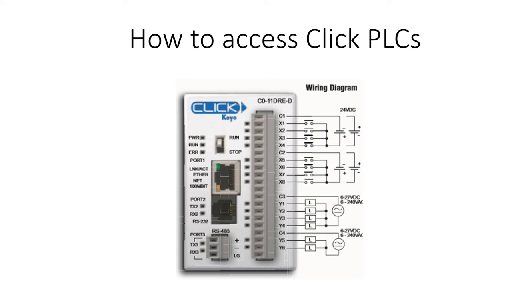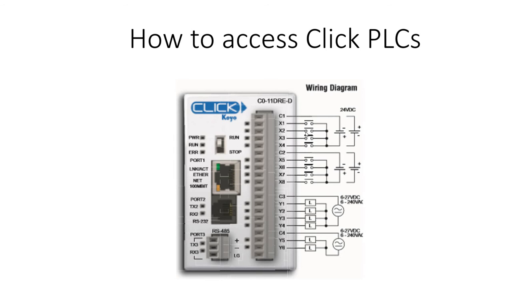Okay. Right here on this screen, you can see that this is the actual PLC we're going to be working with. So there's the model C0-11DRE-D. You can see that it's got 8 inputs and it's got 6 outputs. The outputs are relay type, so they can be either AC or DC, and the inputs are only DC, but they can be either sinking or sourcing depending on what you need.